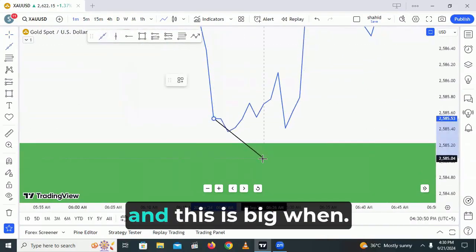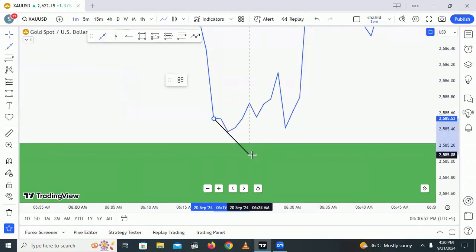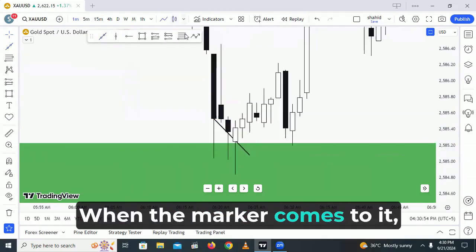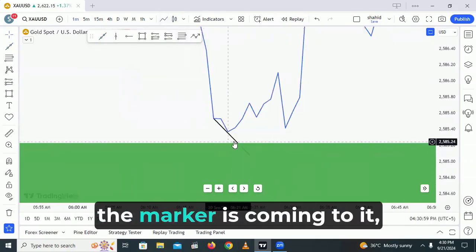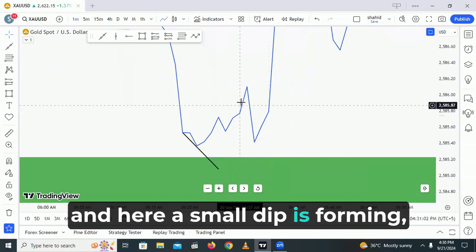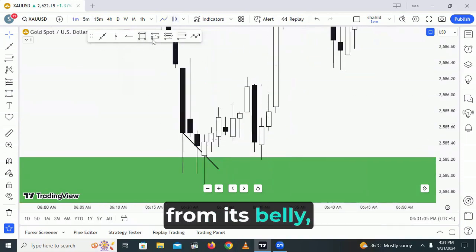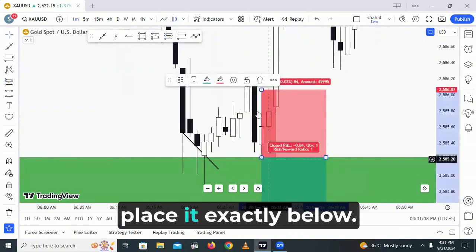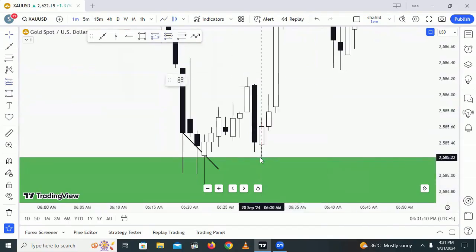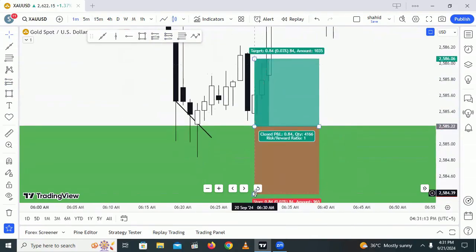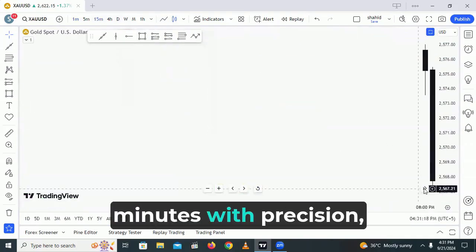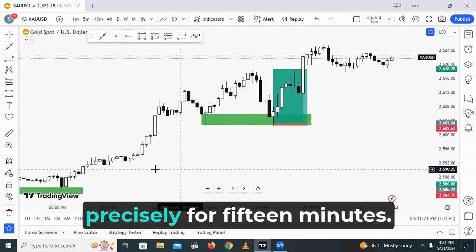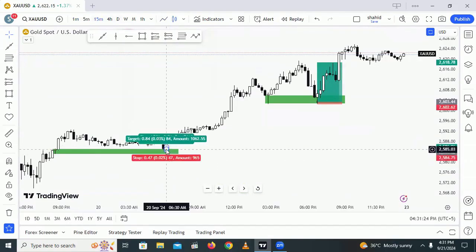It's big from here, and this is big when the market comes to it. See here, the market is with it. If you see here, the market is coming to it, and here a small dip is forming. So you should buy it right from its belly, right here from the belly. Okay, place it exactly below. Place it below, and we have been targeting it for 15 minutes with precision, and we have to target it precisely for 15 minutes.